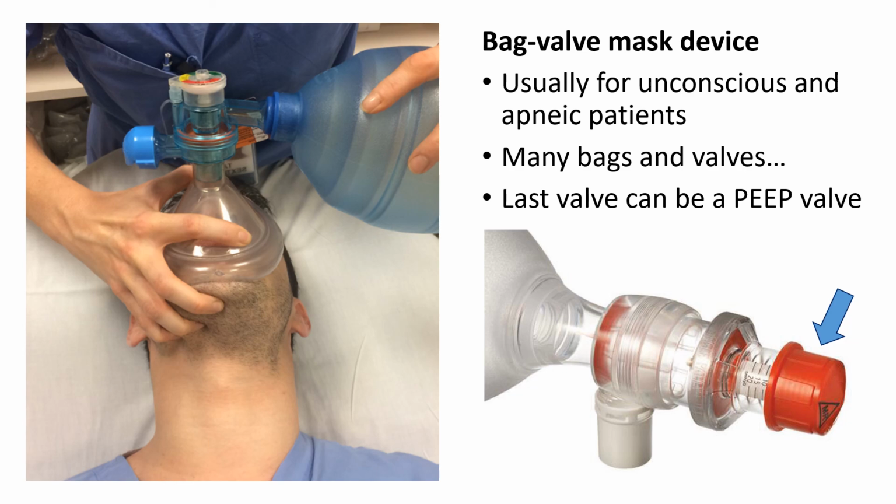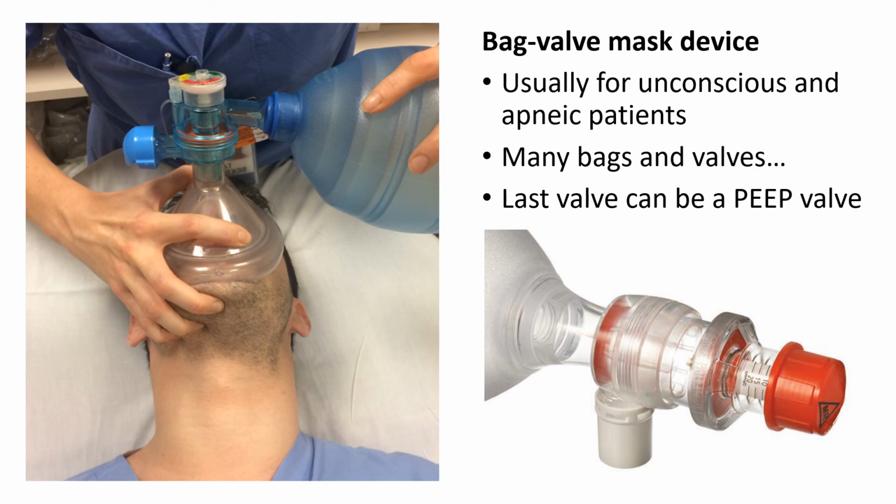So you can change the amount of expiratory pressure, which kind of makes your BVM into a little mini BiPAP machine, right? How hard you squeeze that self-inflating bag determines the inspiratory pressure, and then what you set this little red thing to determines the expiratory pressure.